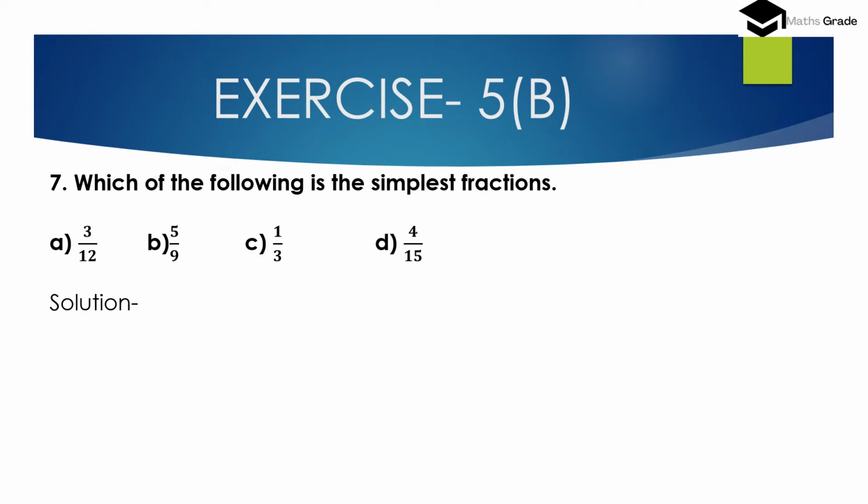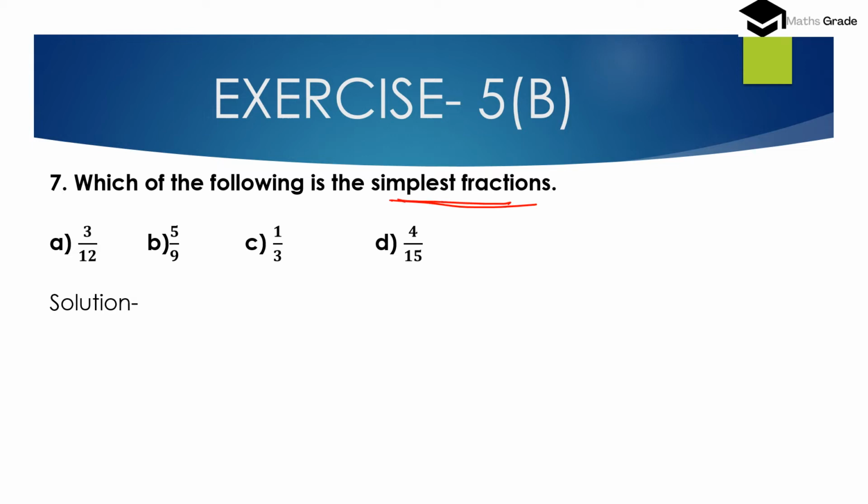Now we will solve question number 7. Which of the following is the simplest fraction? Options are A, 3 divided by 12. Option B, 5 divided by 9. Option C, 1 divided by 3. And option D, 4 divided by 15. From these options we have to find the fraction which is in the simplest form.